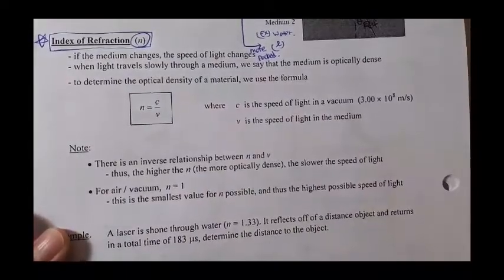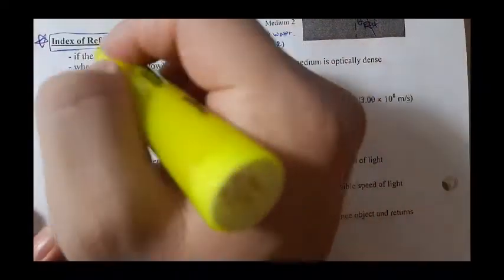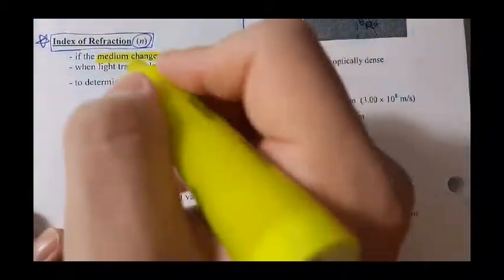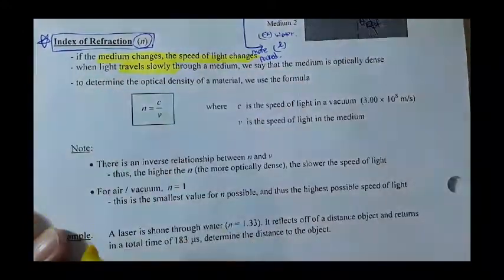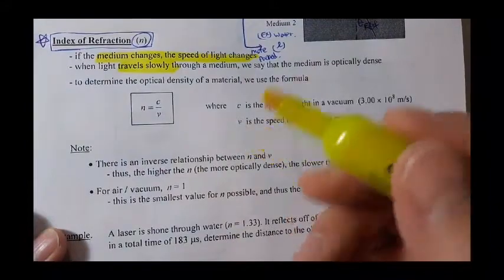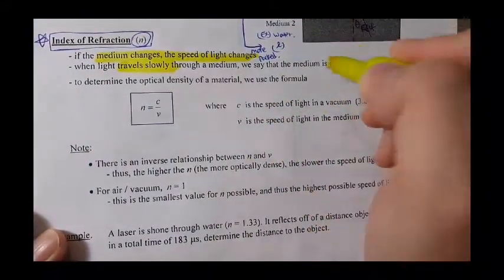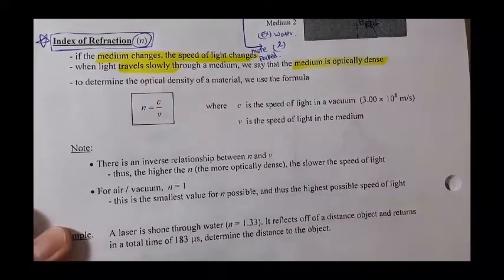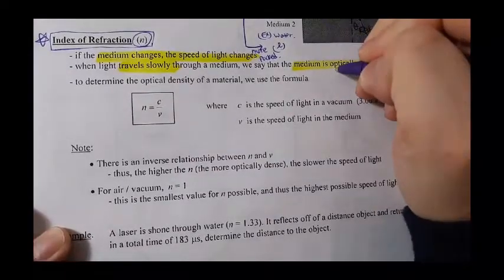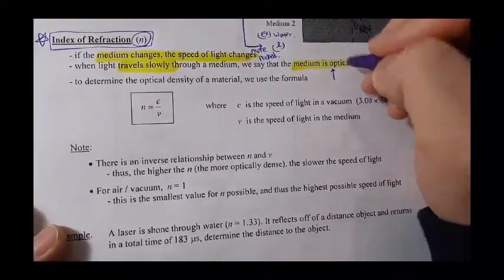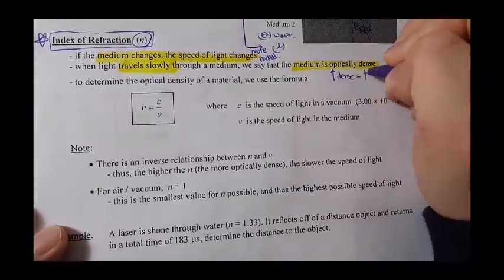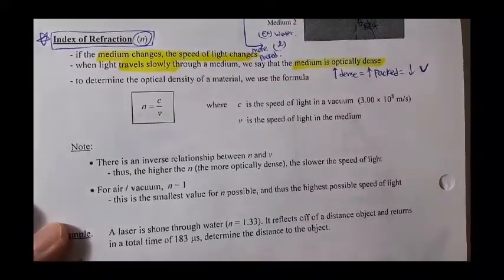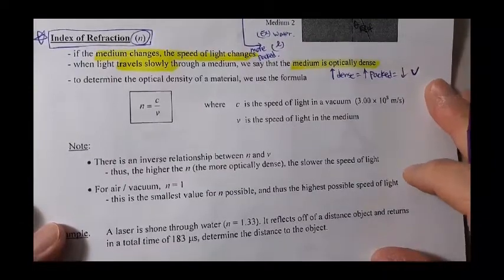So if the medium changes, the speed of the wave changes, in this case light. When light travels slowly through a medium, a packed medium, like liquid and solid, we say that medium is optically dense. The logical conclusion I like to give you is: more dense means more packed. That means the speed of the wave goes down. That's what I want to point out, folks.